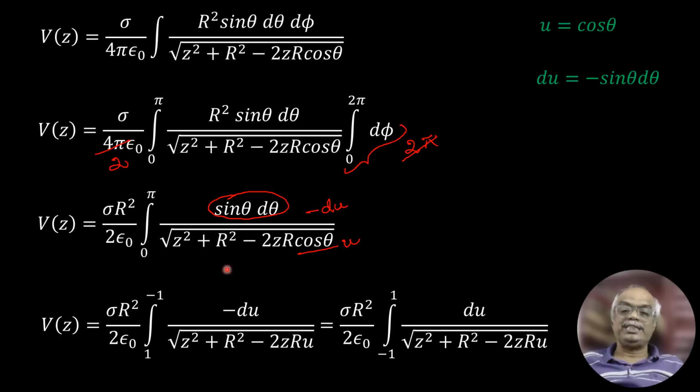Now we have to change the limits also. When theta equals 0, cos 0 is 1, so the lower limit is 1. What will happen when theta equals pi? Cos pi will become minus 1, so the upper limit is minus 1. Here we have minus du, so you can swap the limits, 1 to minus 1 becomes minus 1 to 1, and then this minus sign will go away. So you will get this integral. Now we will solve this integral.